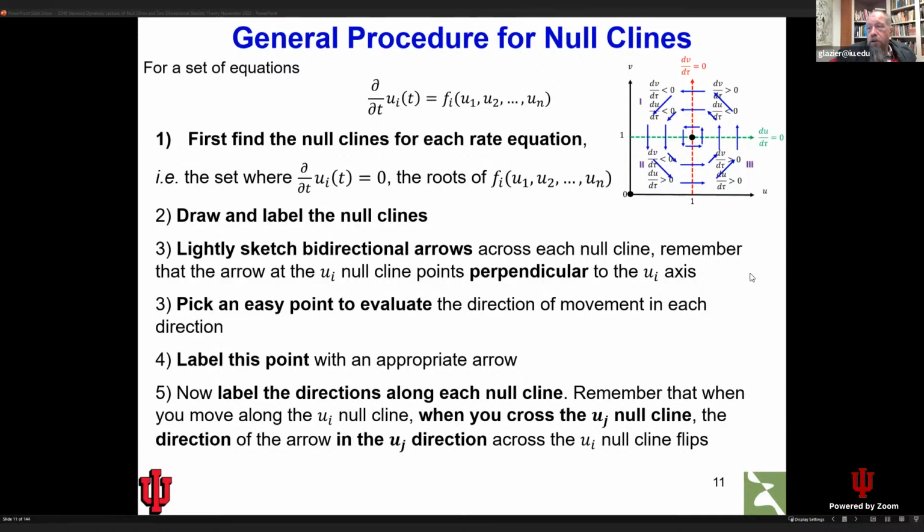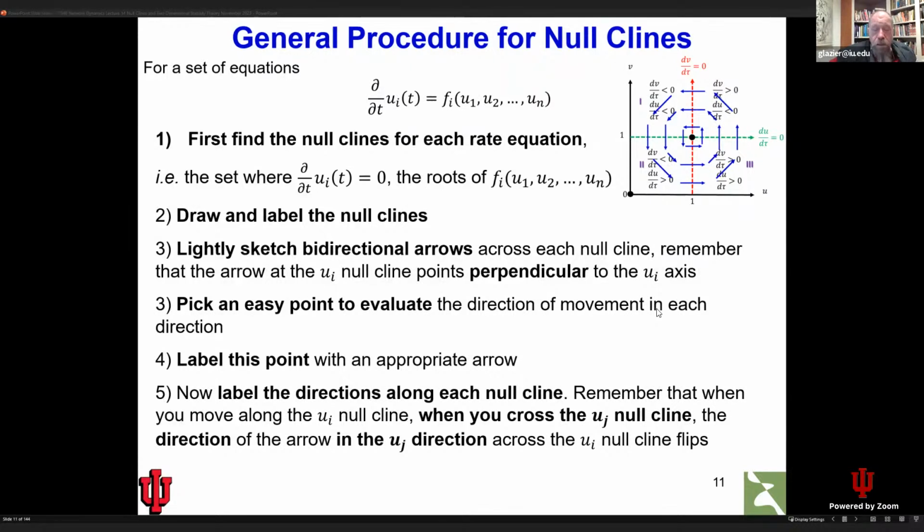And we remember that when we cross the x null-cline, the direction of movement in the x direction goes from positive to negative. When we cross the y null-cline, the direction of movement in the y direction goes from positive to negative. So if we started out, say here, in this quadrant, u is increasing and v is increasing. If we go up, we cross the u null-cline. So if u was increasing before, u is now decreasing. But v is still increasing because we didn't cross the v null-cline.